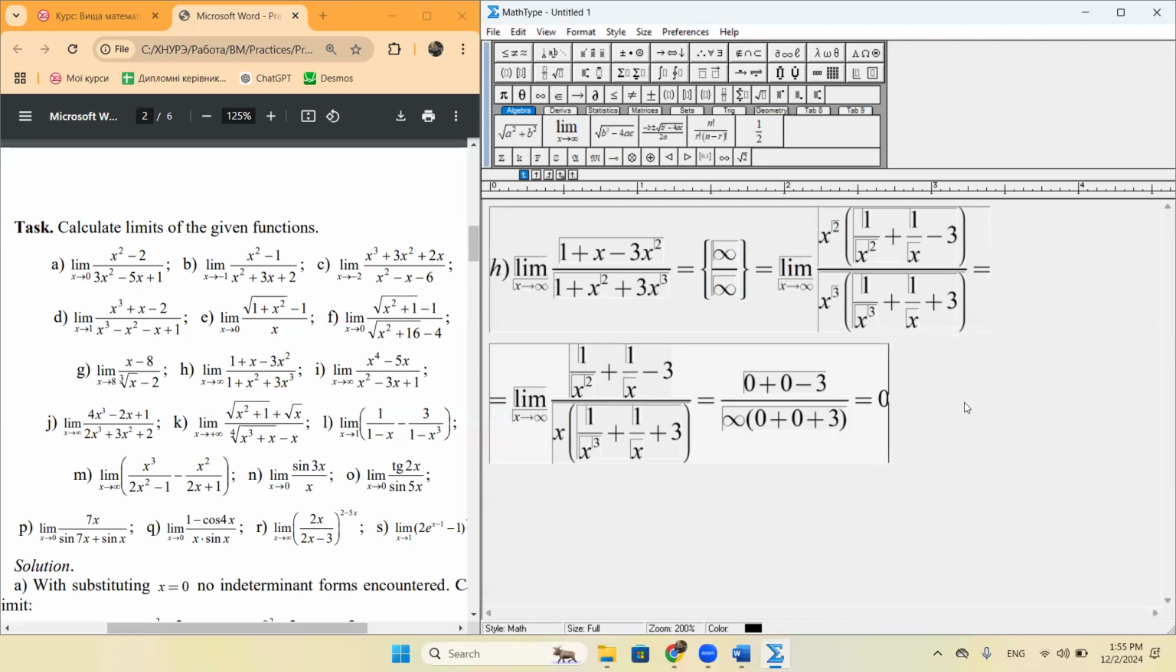Okay, if no questions, also, I have a question. I remembered that lecture said that we need to move out the highest power from both.